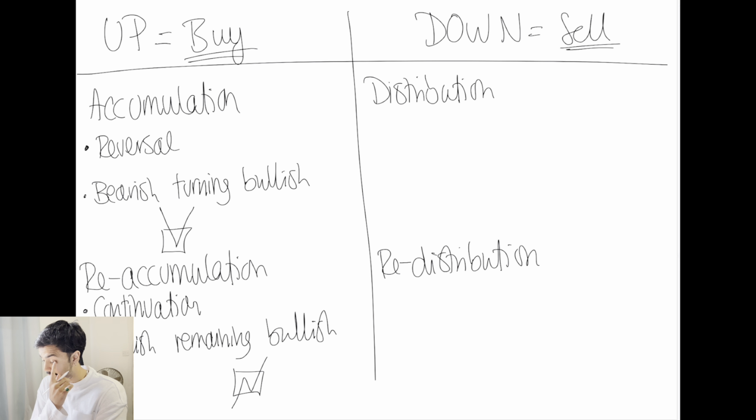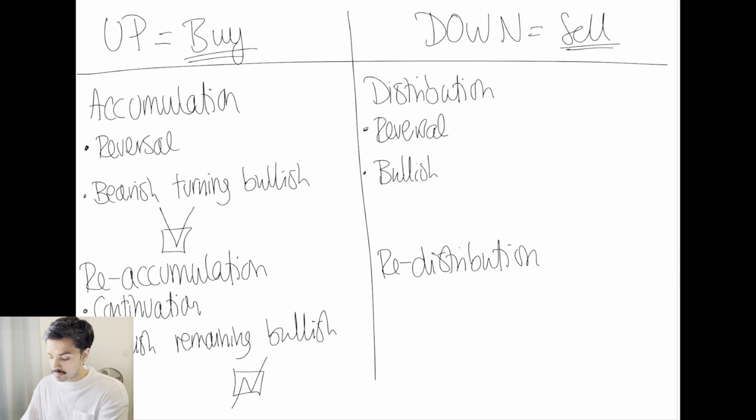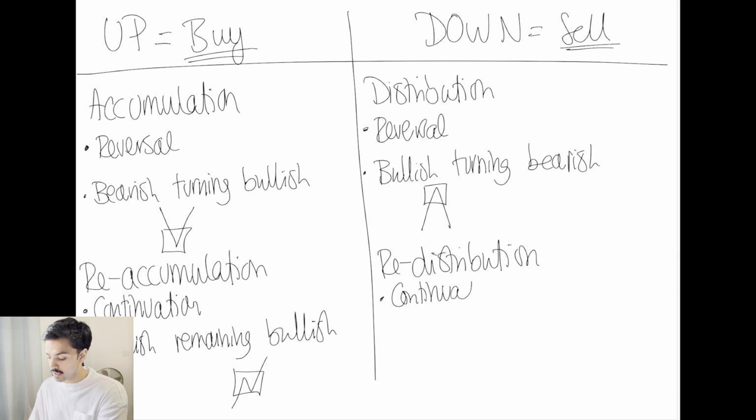Of course, we can translate the same thing over to the other side. A distribution is also a reversal, okay? It is this time bullish price turning bearish, okay? So distributions take place at the highs, okay? It's bullish turning bearish. Redistribution, of course, you can fill in the blanks here, is a continuation. And it is bearish price remaining bearish.